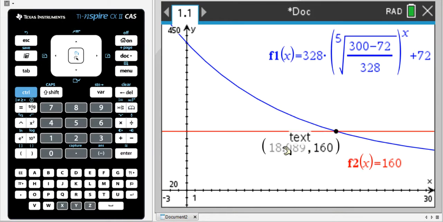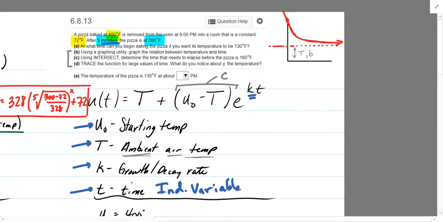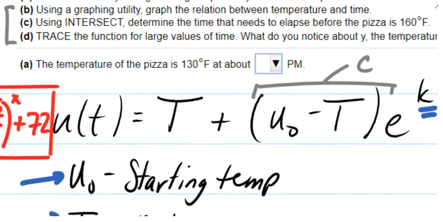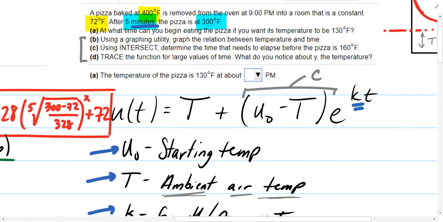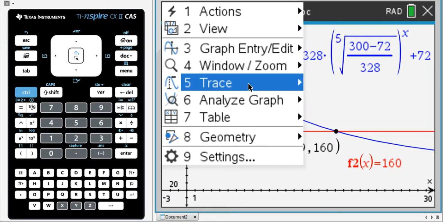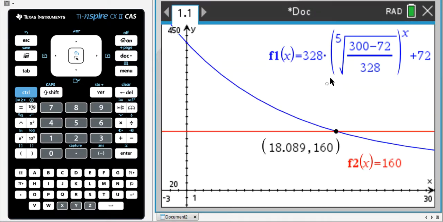We know that it's 18 minutes after it's removed from the oven, so at 9:18 p.m. the pizza would be ready if you wanted to eat it at 160 degrees. Now for part D, just as an example to see what happens when we start investigating larger values of time, what do you notice about the temperature? So we'll jump into the menu option and choose Trace, and then we'll select number 1, Graph Trace.